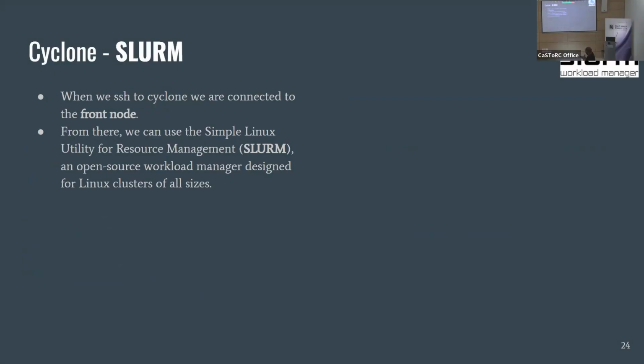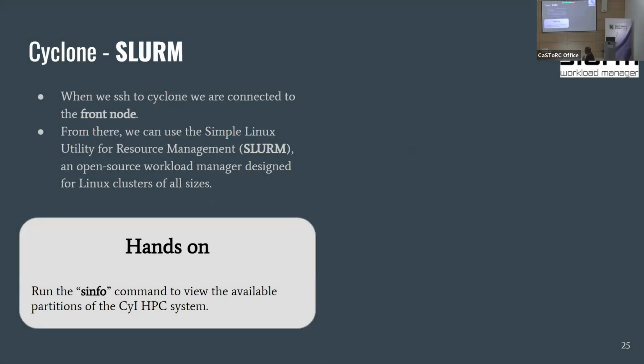When you connect to the front nodes, from there, there's another utility called Slurm, or Simple Linux Utility for Resource Management. It's a workload manager, and it's designed for Linux clusters of all sizes. So from 2 nodes to, say, stuff like LUMI, they run Slurm. When you go there, there's several commands you can use to either check the status of the cluster or submit jobs. Let's start with the simplest one.